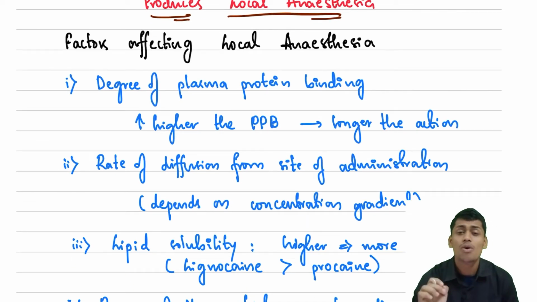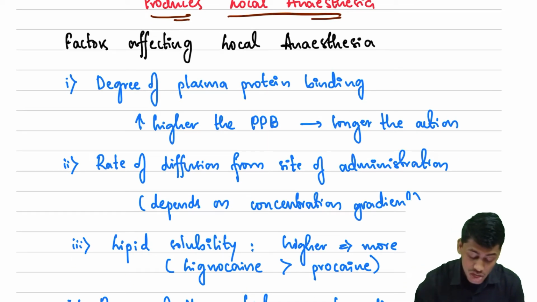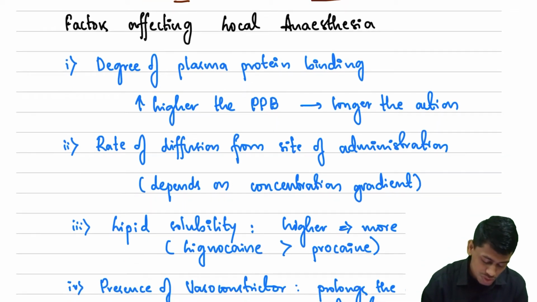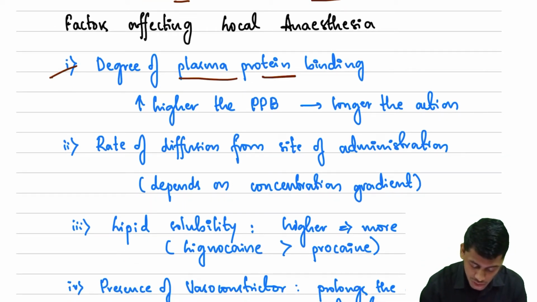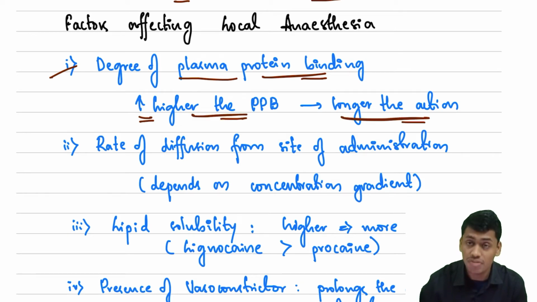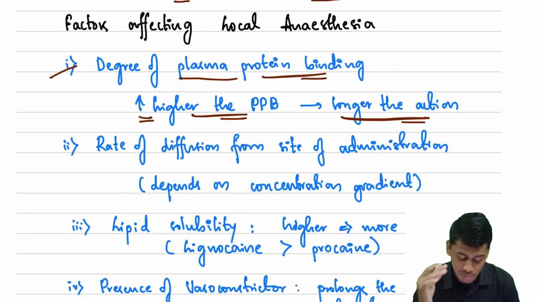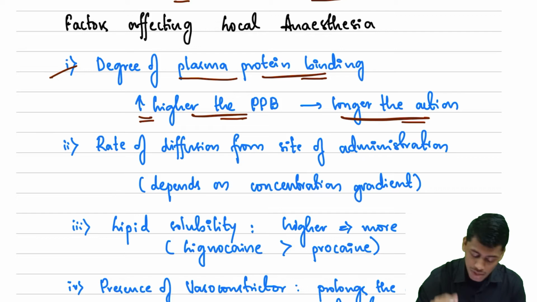Now we look at what the different factors are that affect local anesthesia. The first one we'll discuss is plasma protein binding. The higher the plasma protein binding, the longer the action of the given local anesthetic. If the binding to plasma protein is very high, then the duration of action of the given local anesthetic will also be very high.